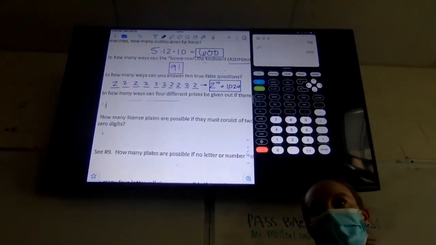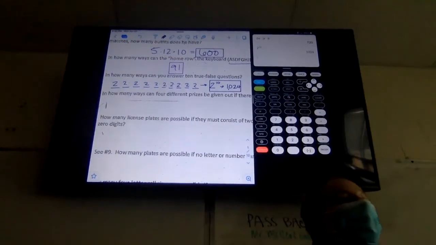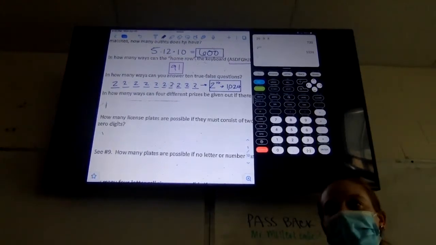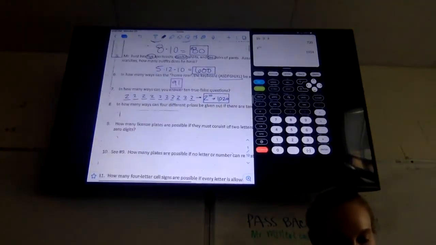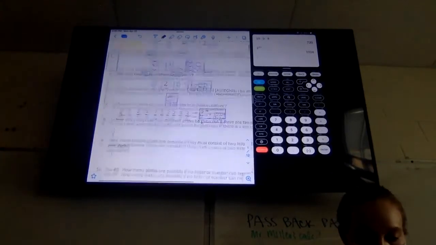And 2 happened because it didn't matter, no matter what I was doing, I still only had 2 options for every question, and I was doing 10 questions just like that. Okay. Number 8 is a lot like number 3.